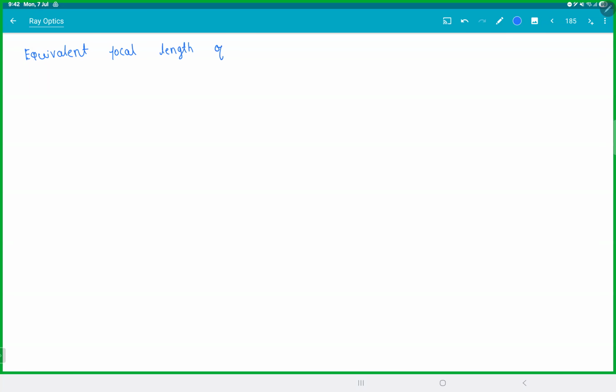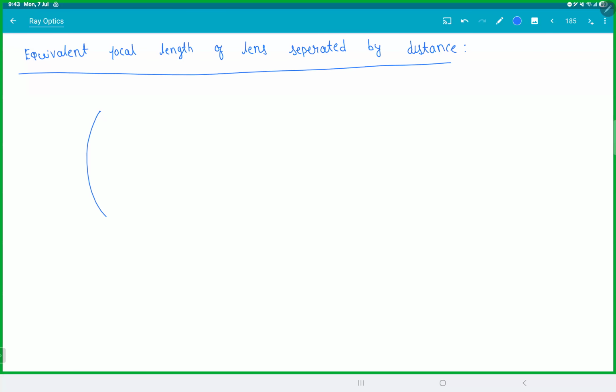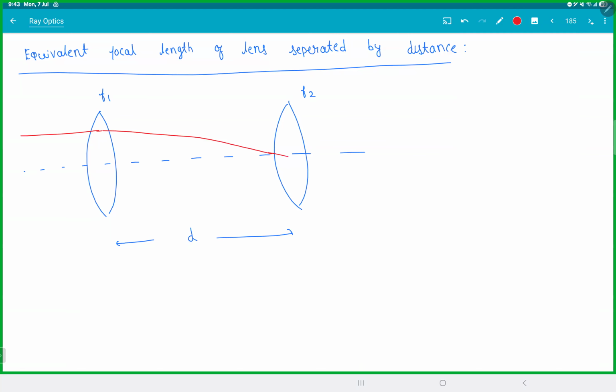Equivalent focal length. So if you got a lens with focal length f1, and another lens with focal length f2, and the distance between them is d, this whole thing can be replaced with one single lens, where 1 by f equivalent, this is the most important one, the formula is just important, is 1 by f1 plus 1 by f2 minus d by f1 f2.